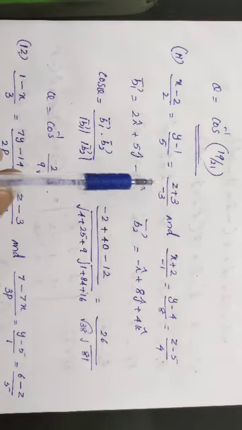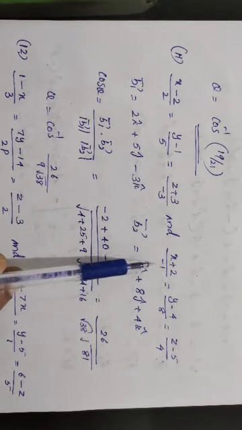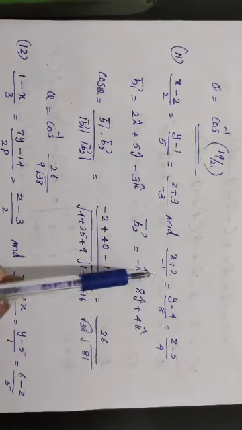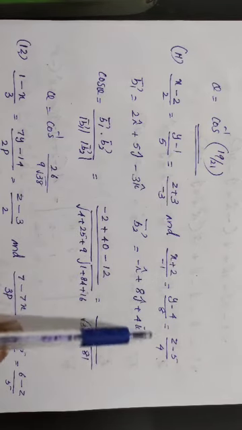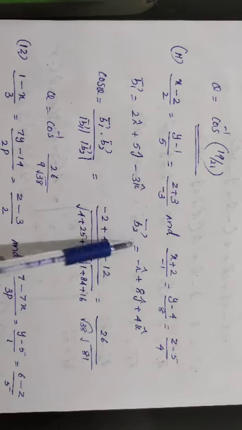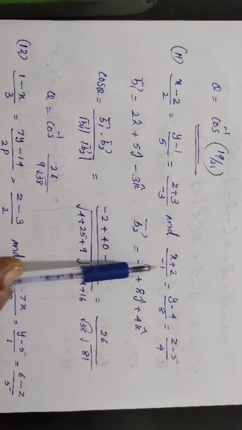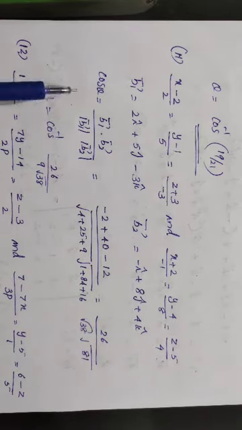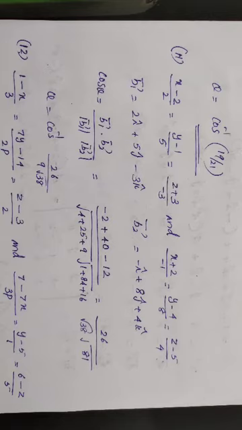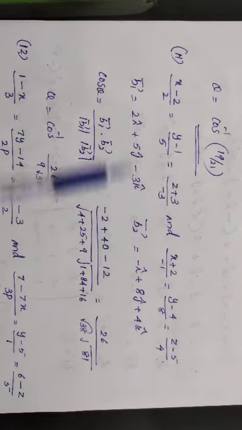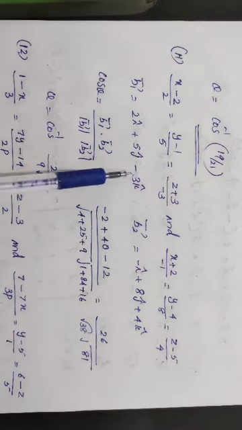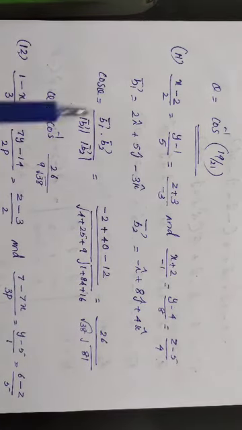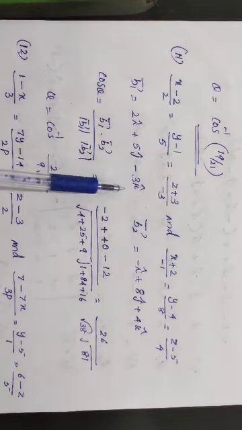Similarly, the direction ratios of the second line are negative 1, 8, 4. By adding i, j, k with these direction ratios, we can find the vector parallel to the second line. That is, b2 is minus i plus 8j plus 4k. We got the vectors b1, b2. What is the formula? Cos theta equals vector b1 dot vector b2 by modulus of b1 into modulus of b2. Find the dot product: 2 into minus 1 plus 5 into 8 plus minus 3 into 4. And the modulus is root of 2 square plus 5 square plus minus 3 square.